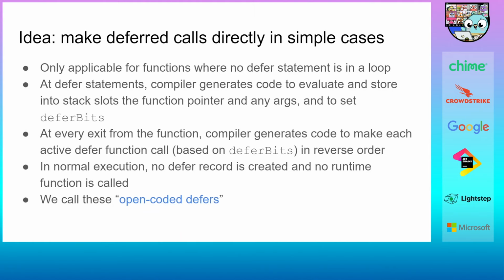In addition, the generated code updates a bit mask called deferBits, indicating which defer was activated. At every exit from the function, the compiler generates code to execute each active defer call in reverse order. The generated code specifically checks deferBits to see what defers were activated. I'll show an example of this in the next slide. So, in normal execution, no defer record is created, and there are no calls into the runtime. Our term for defers compiled in this way is open-coded defers, which means that we have directly generated the code that handles the defer in the normal case.